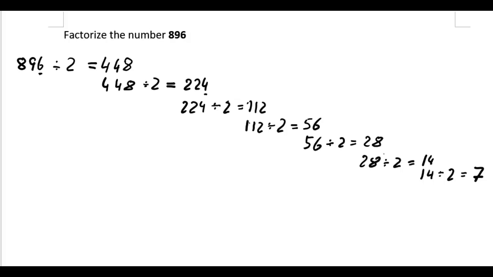Now 7 can no longer be divided by 2, and actually this is a prime number, so we can write 896 as divided into its primes. So we've got 2 times 2 times 2 times 2.